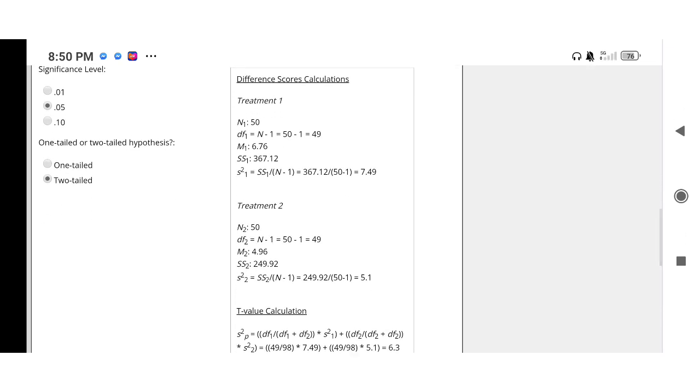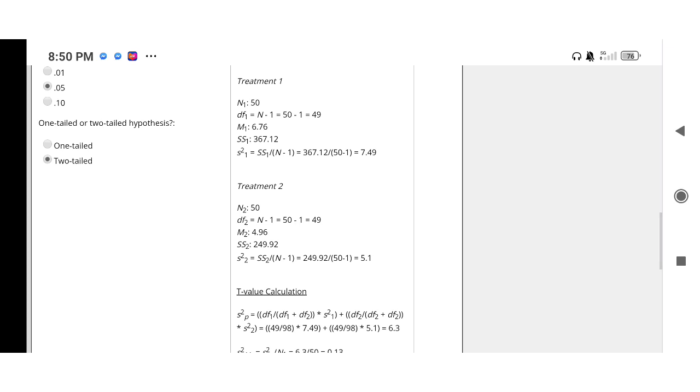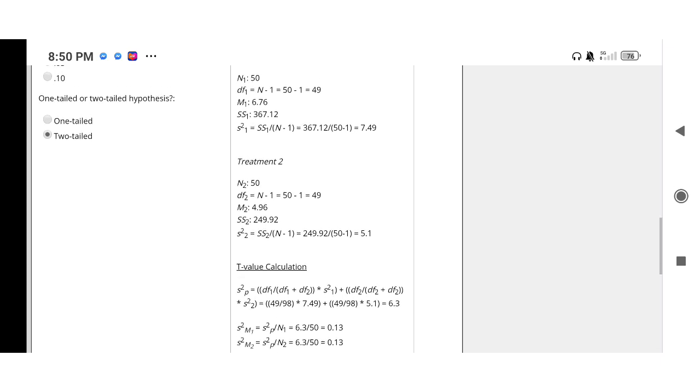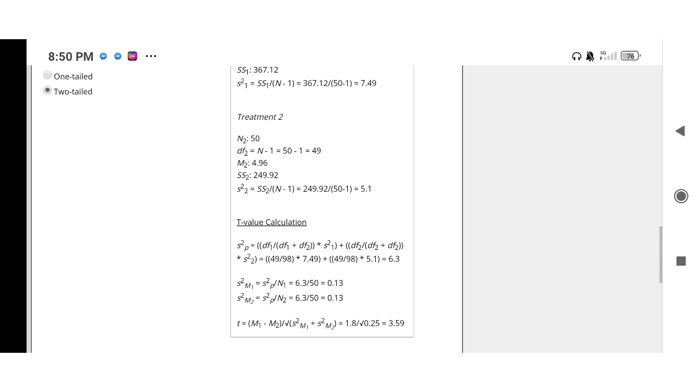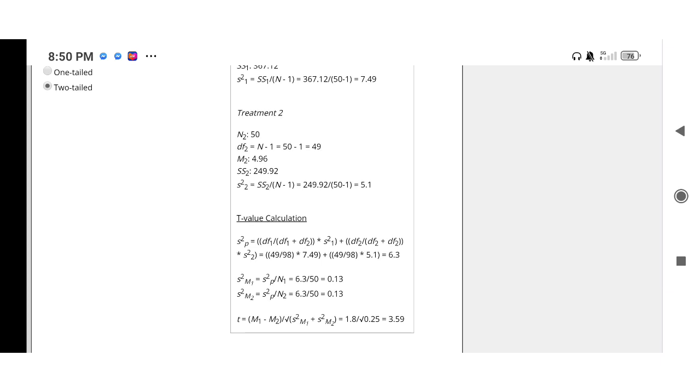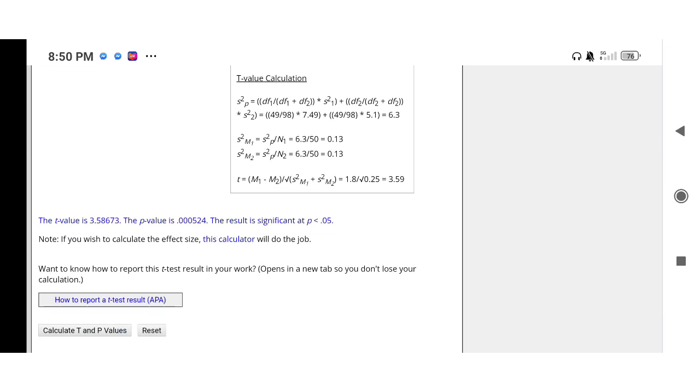For group A or treatment 1, the average time consumption is 6.76, or 6 hours of playing online games per day. And for treatment 2 or group B, their average time consumption is 4.96, or 5 hours per day. The t-value is 3.58673, the p-value is 0.000524, and the result is significant at p less than 0.05.